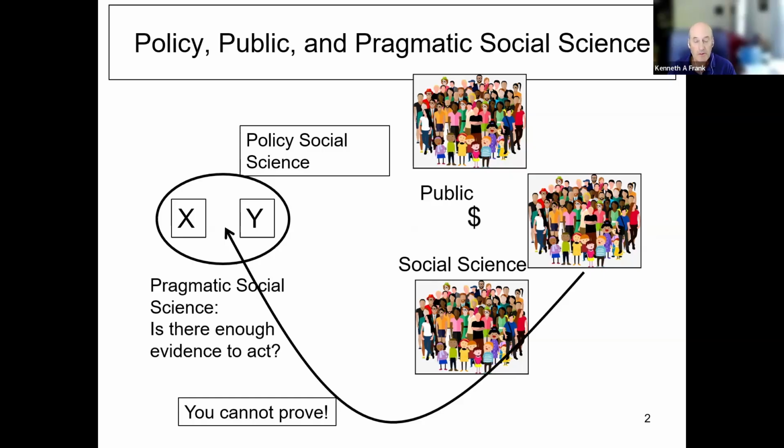So the pragmatic social scientist says, okay, I know I can't prove it, but is there enough evidence to act? So instead of the solid black line, we're going to just say, is there a dashed line? Is there strong enough evidence? And if there is, we can take the action, again with the dashed arrow, and allocate the resources even before we wait for proof.